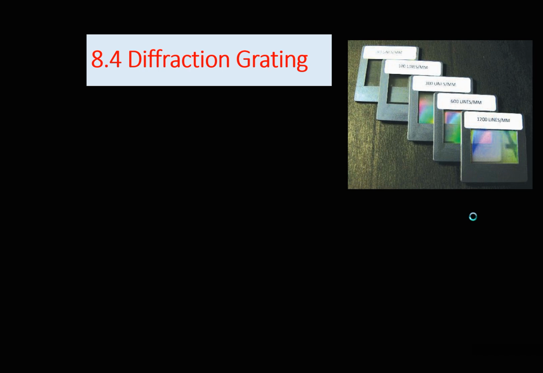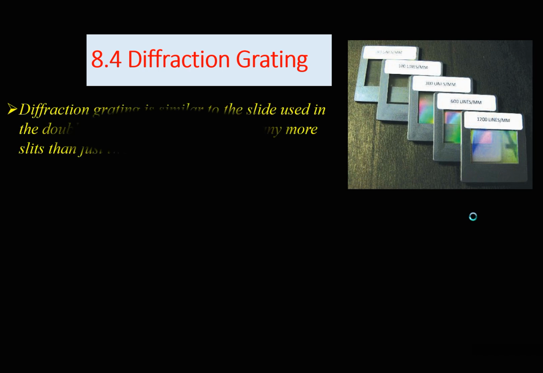So what is a diffraction grating? Having seen the double slit and the double slit experiment, a diffraction grating is also similar to the slide used in the double slit experiment. The only difference is that this one has many slits rather than just two that were mentioned in the double slit experiment. So you can think about a diffraction grating as an extension of a double slit, but instead, this does not only have two slits, it has many more slits, thousands of slits in a given meter, or thousands and thousands of slits in a given meter.